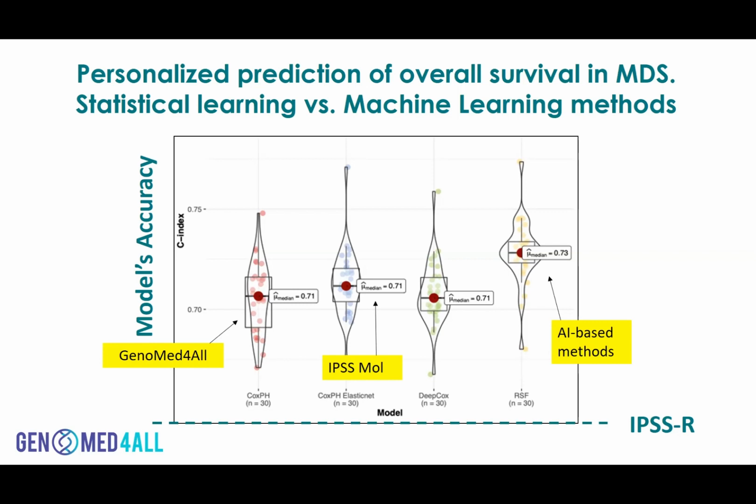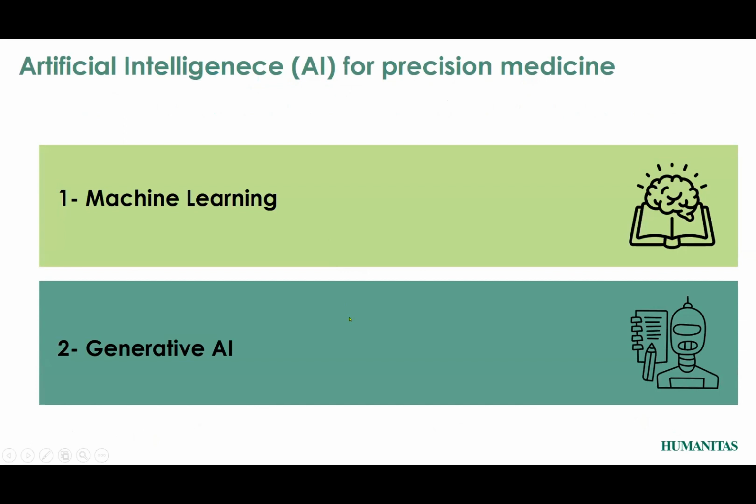So this means that in terms of prognostication of the patient, starting from the same features included in the currently available score, artificial intelligence can improve the accuracy of the model and the precision for the prediction of the survival and risk of leukemic evolution. So in the second part of this presentation, I will move on to a possible application of the new generative AI technologies in order to facilitate clinical decision-making in patients with MDS.